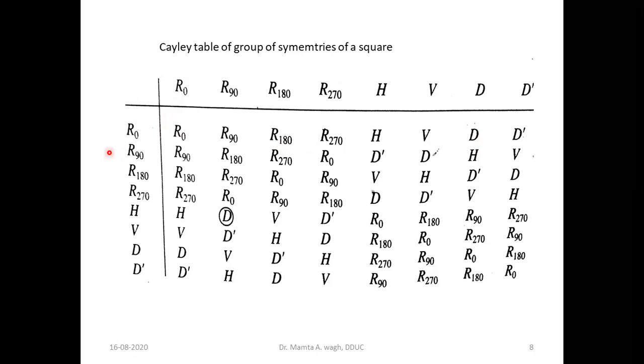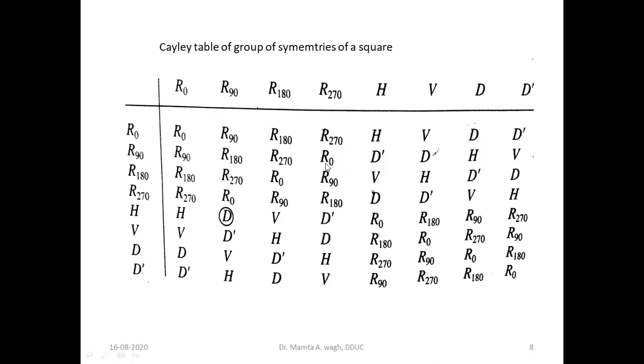Now next I'm combining R90 with R0. So R90, R0 is R90 because R0 is no change. Then R90, R90 is giving you R180. R90, R180 is giving you R270. R90, R270 is giving you R0. And R90 and H is giving you D dash. R90 and V is giving you D. So in this manner, I am taking all the function compositions and writing the results here.